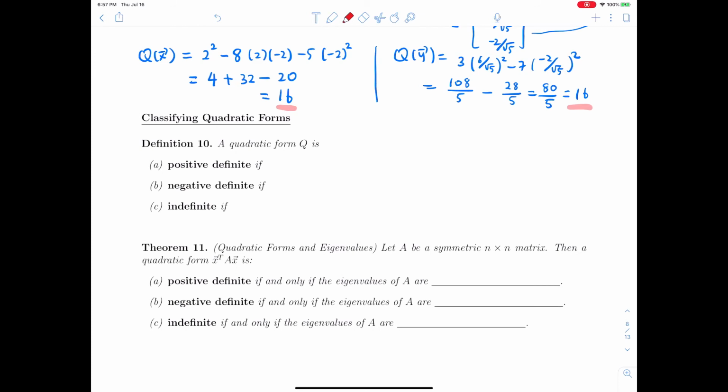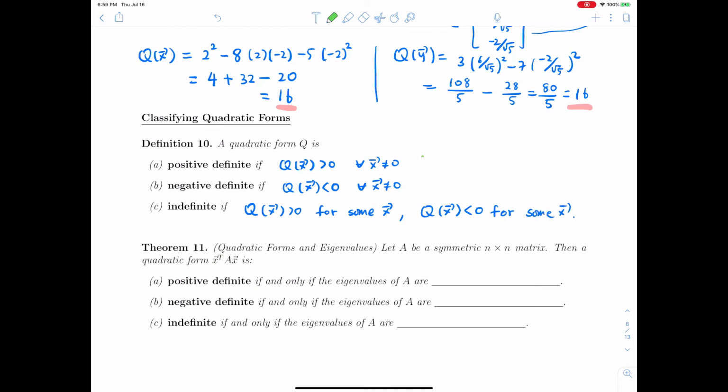A quadratic form is positive definite if q of x is positive for any non-zero x, and it is negative definite if you get a negative quadratic form for any non-zero vector x. It is indefinite if q is either positive or negative depending on your input vector x. So if q of x is positive for some x, and you plug in another vector, then you can potentially get a negative value.